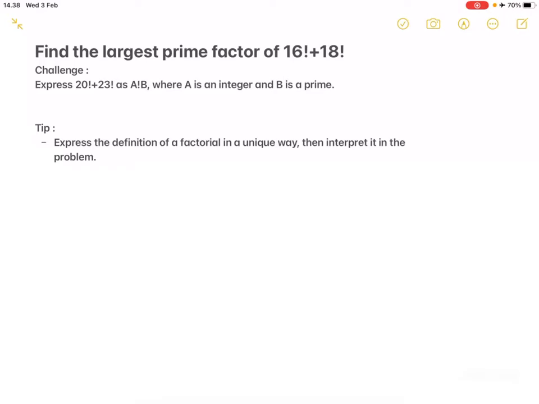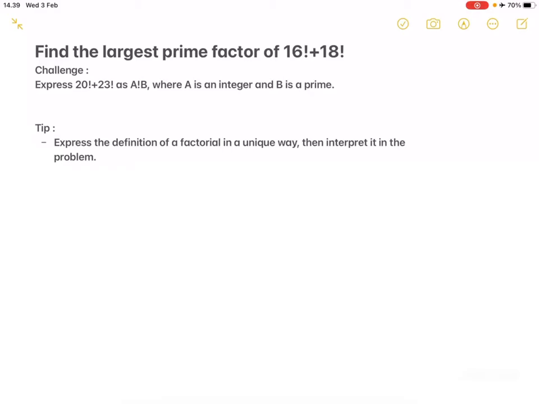And today we're going to look at an interesting factorial question. It says: find the largest prime factor of 16 factorial plus 18 factorial. I also put out a challenge right here, but I won't do it in this video. You can just try it on your own as well. For the challenge, you need to express 20 factorial plus 23 factorial as a factorial times b, where a is an integer and b is a prime.